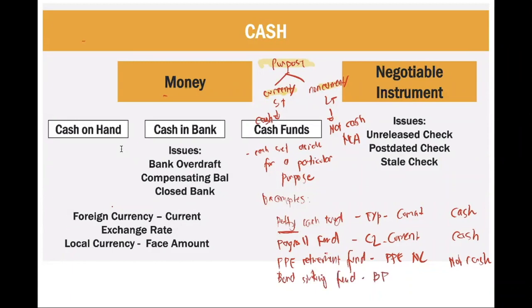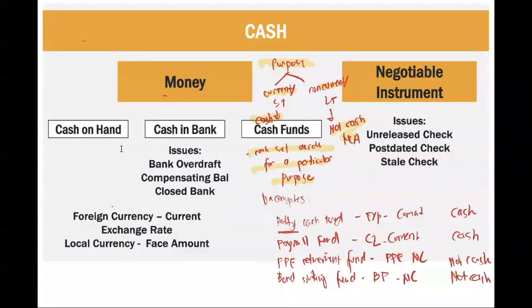Normally, a bond sinking fund is for your bonds payable, in payment of your bonds. Bonds payable can be current or non-current. Normally, bonds are non-current, therefore it is not considered cash. Okay, so we go back. In your cash fund, this is cash set aside for a particular purpose. To properly account for it as part of cash or not, you need to look at the purpose. If the purpose is current or short term, it is considered cash. But if the purpose is non-current or long term, it is considered not cash, but a non-current asset.